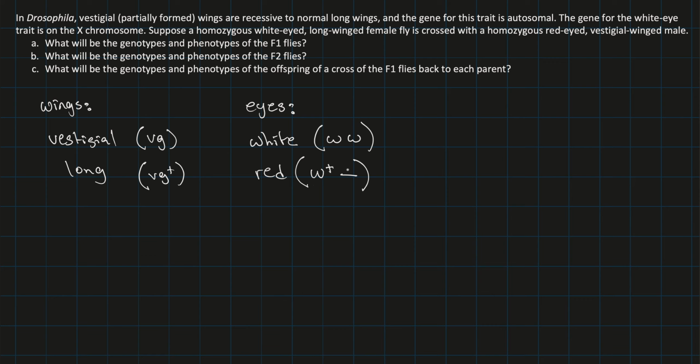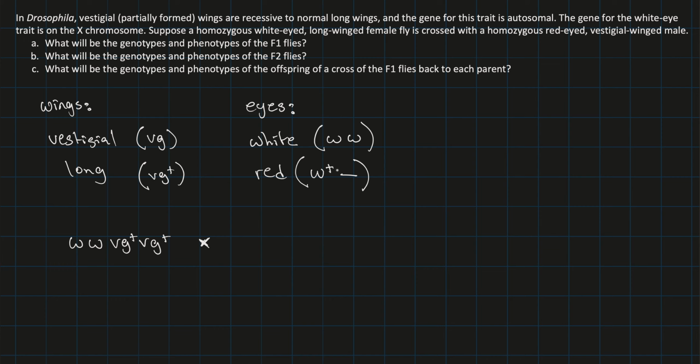So, when we write the genotypes of the parents, we have to consider the fact that males only have one X chromosome, and so we have a homozygous white-eyed long-winged female. So homozygous white-eyed, and so we have WW, so we have two X chromosomes, and a female, and long-winged. She's homozygous for both, and so we have VG plus, right? And it's crossed with a homozygous red-eyed vestigial-winged male.